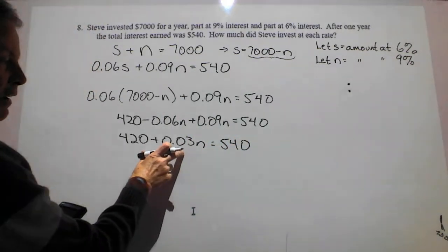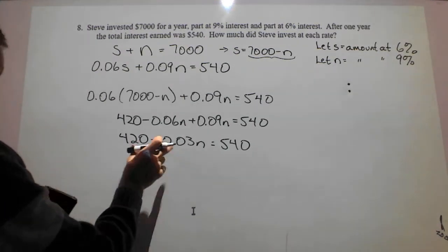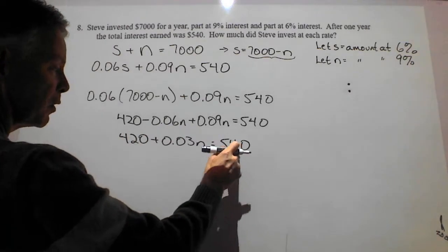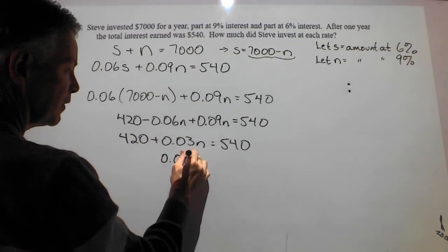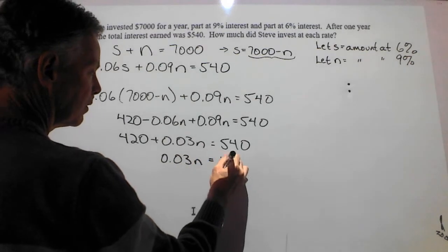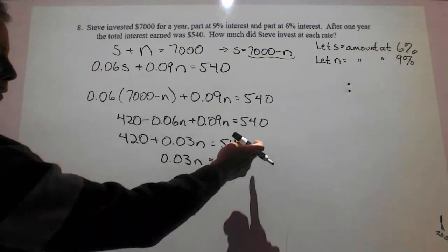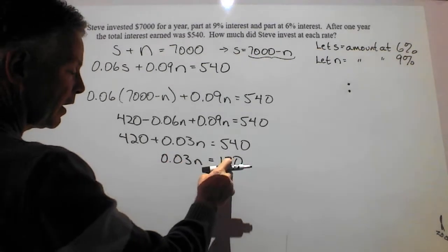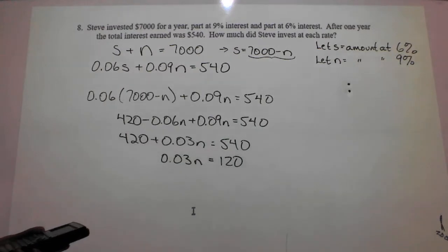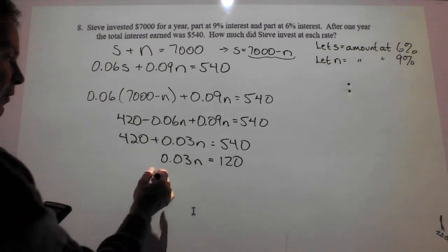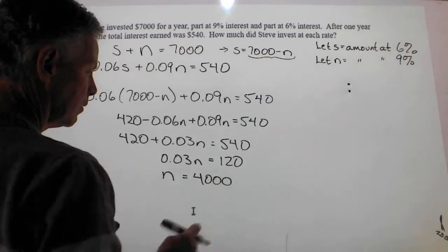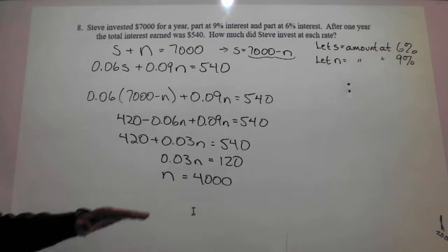Now that we've simplified the left side as much as possible, what we need to do is isolate N. So we're going to subtract 420 from both sides. That gives us 0.03 N equals 120, right? 540 minus 420. And then our last step is to divide both sides by 0.03. And that gives us N equals 4,000. So what does that mean?